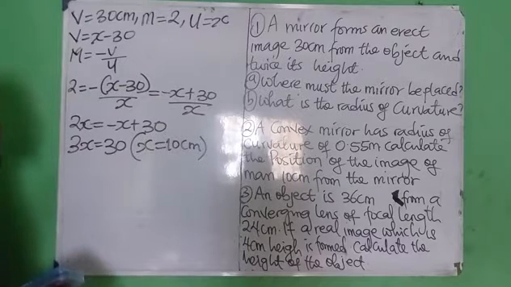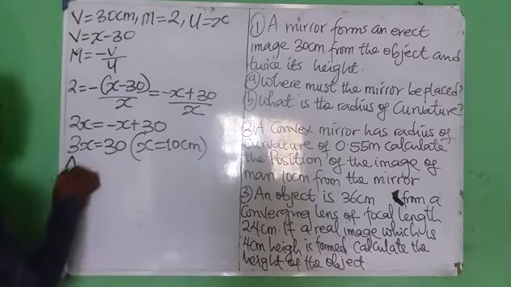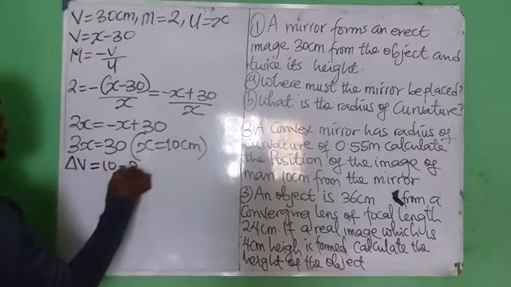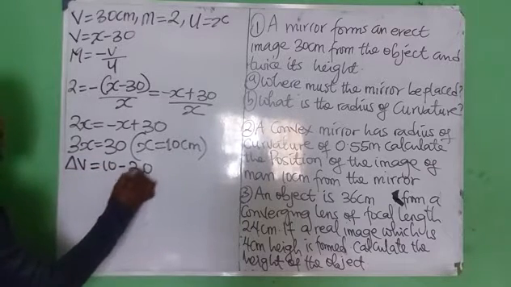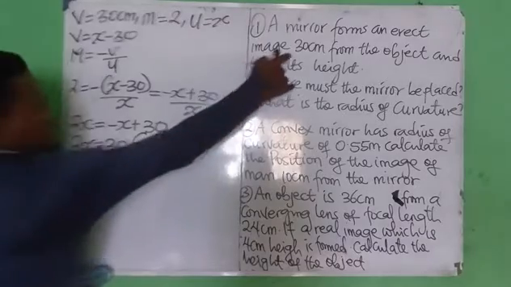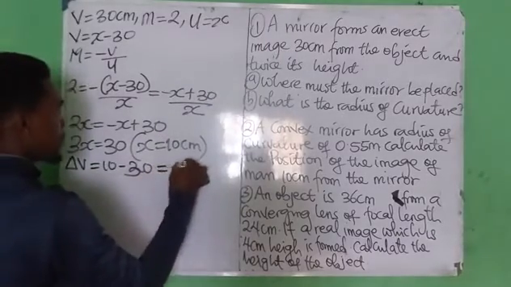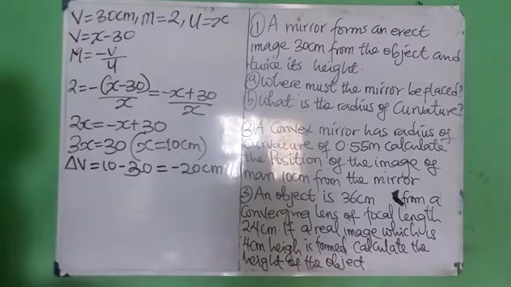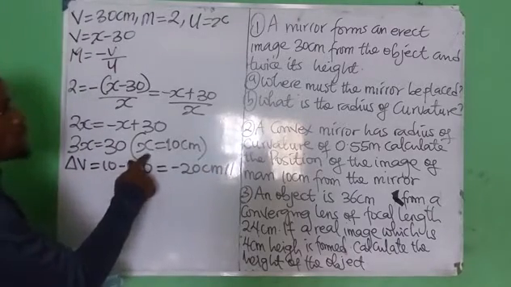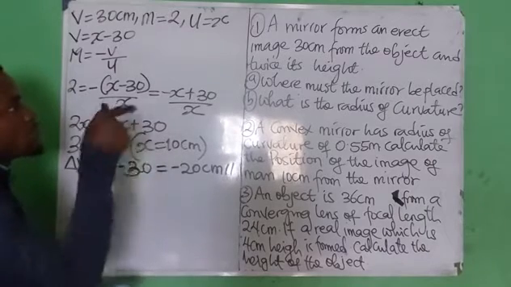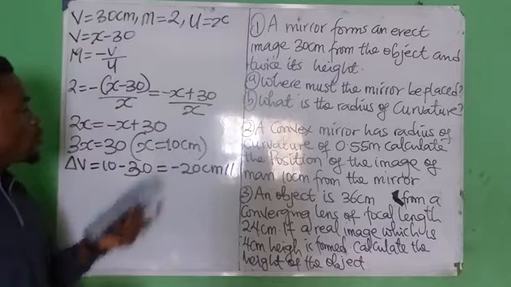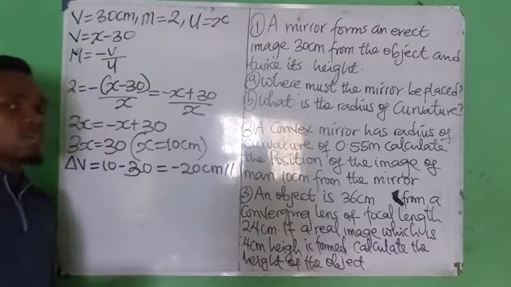So that is what we have gotten as x. However, for us to have the final image distance, the change in image distance equals 10 minus 20. That's, sorry, 10 minus 30, and that will give me minus 20 centimeters. All right. The mirror will be placed 10 centimeters away from the image.